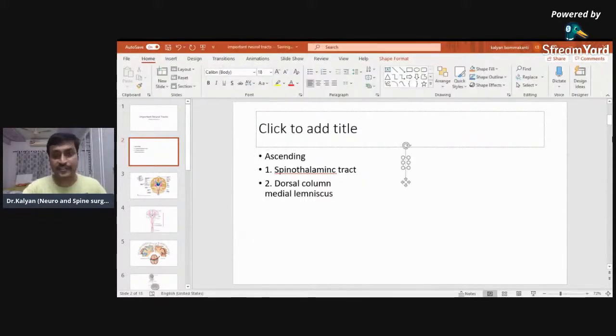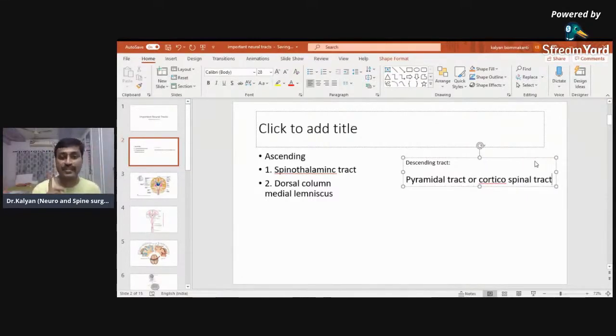And what are the descending tracts? There are so many descending tracts, but one tract is very important. The most important descending tract is the pyramidal tract, which is also known as the corticospinal tract. Is that clear? So I'm going to speak only about these 3 tracts: one descending tract, the pyramidal or corticospinal tract, and 2 ascending tracts, the spinothalamic tract and the dorsal column.